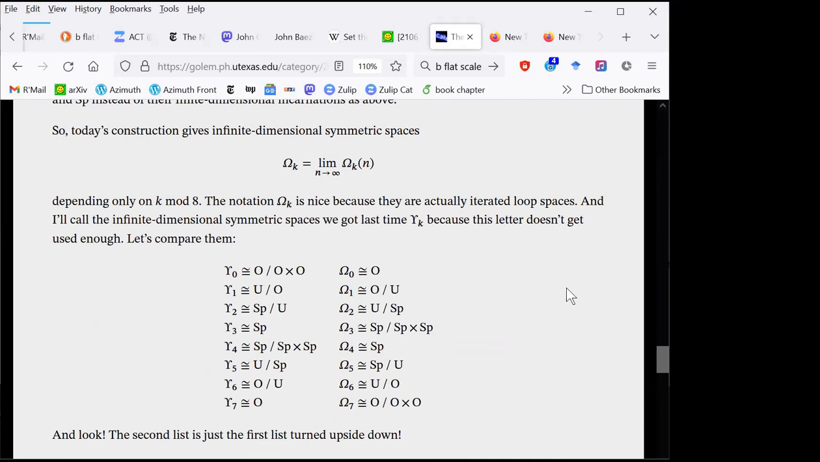So Bott periodicity is this eightfold periodicity, and one way that people think about it is that you have these 8 spaces which are infinite loop spaces. So like O here means O infinity, and U means U infinity, and SP means SP infinity, and that's the infinite limit of the compact symplectic groups. So those are the quaternion versions of unitary groups. Yeah, so we got these.